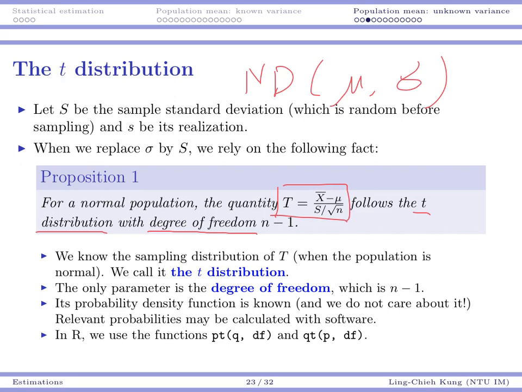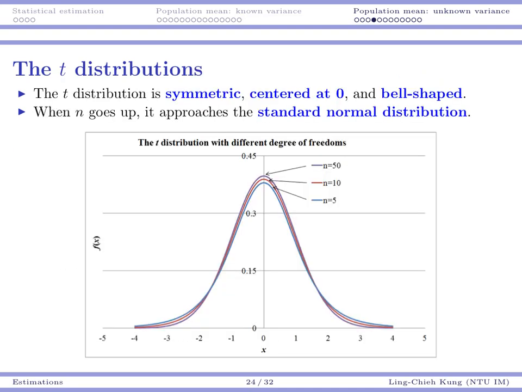When we are talking about PT and QT, that's about the T distribution. So indeed, what's the T distribution? Anyway, it's something like this. T distribution is always symmetric, centered at 0, and bell-shaped. Very similar to normal distribution, but it's not.